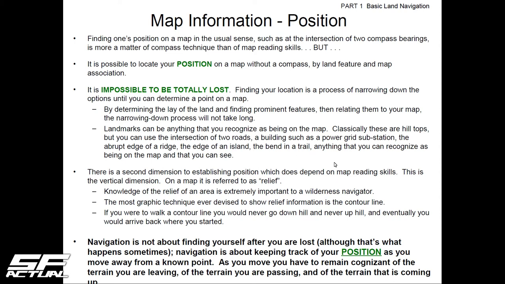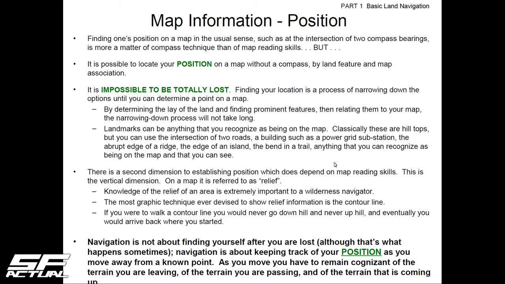So landmarks can be anything that you recognize on a map: hilltops, two roads that meet at an intersection, a building such as a power grid substation. If you find that substation, you know exactly where you're at on the map. There's a second dimension to establishing position, which does depend on map reading skills. This is the vertical dimension. On a map, it's referred to as relief. We talked about that, elevation changes. Knowledge of the relief of an area is extremely important in wilderness navigation. The most graphic technique ever devised to show relief information is the contour line that we talked about. If you were to walk a contour line, you would never go down, you would never go up.